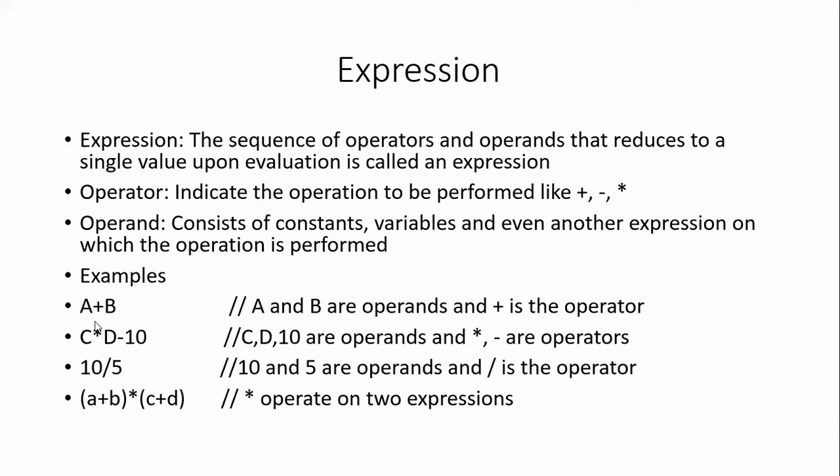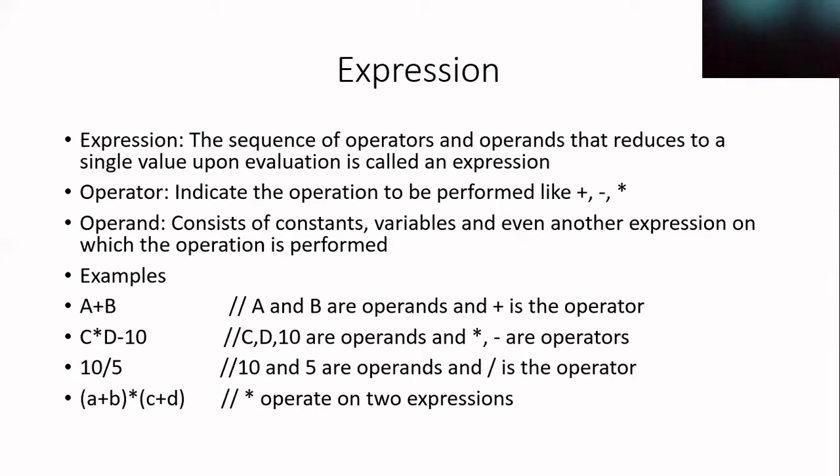If I write one expression as a plus b, in this a and b are called operands and plus is called the operator. Here, both a and b are variables. If you consider the second expression, c multiplied by d minus 10, here c and d are variables, whereas 10 is a constant, but all the three are operands. Multiply and minus are called operators.